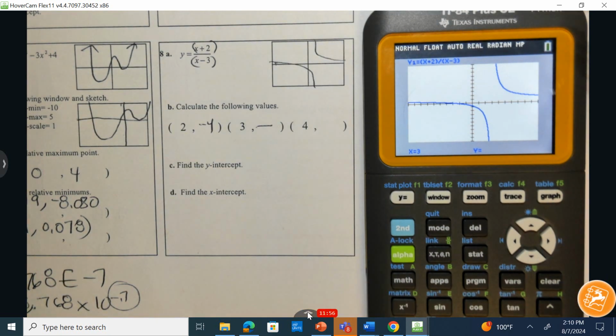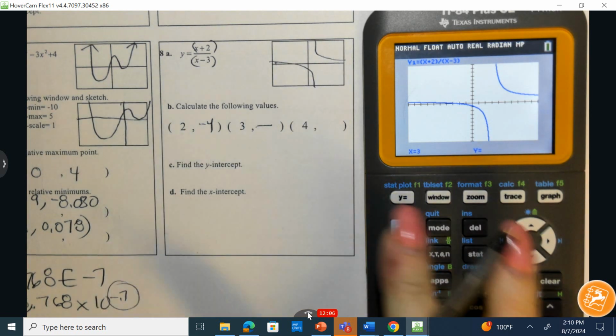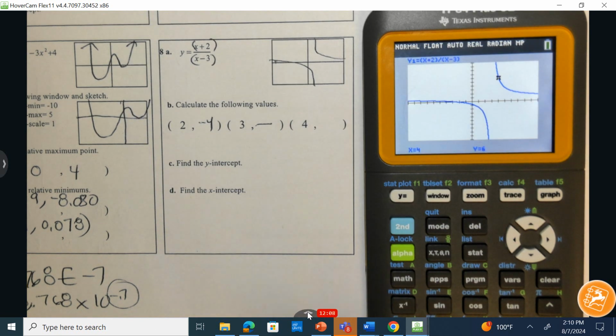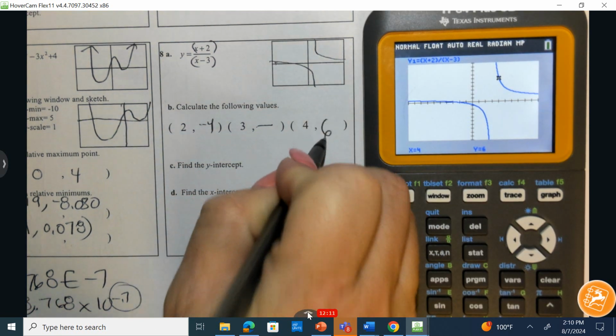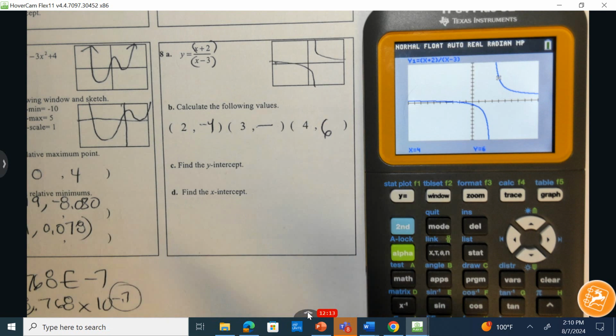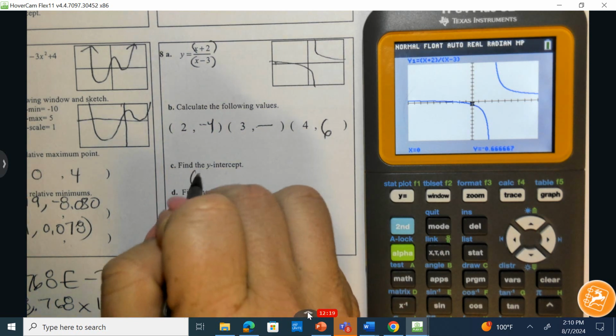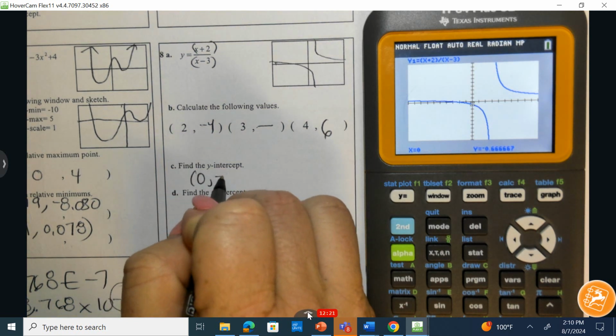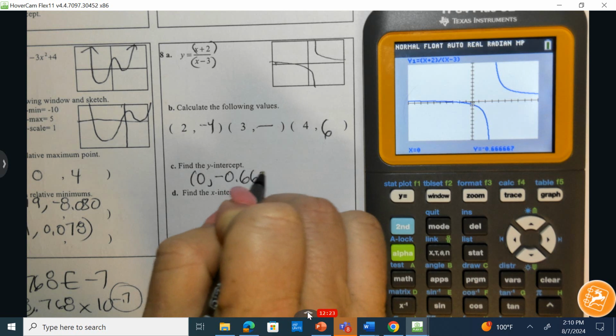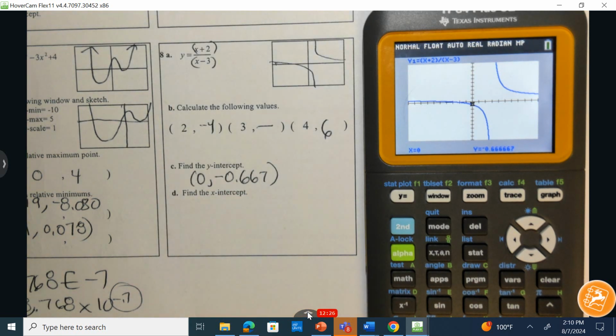There's nothing that exists. I'm going to put a line there. There's no number. We'll learn later why that is. That means no part of this function has a y value that corresponds to 3. It's a vertical asymptote we'll learn about later on. Second trace value, we'll go to 4. 4 corresponds to 6. How do we find the y-intercept? Second trace value. Remember, all y-intercepts have an x value of 0. So I have 0 and negative 0.667. If I'm going to round it, negative 2/3 would be exact.